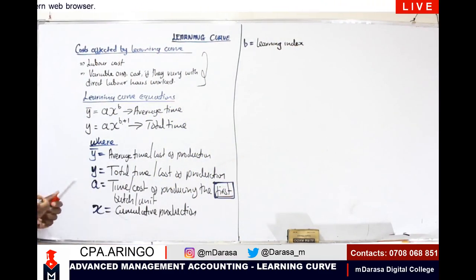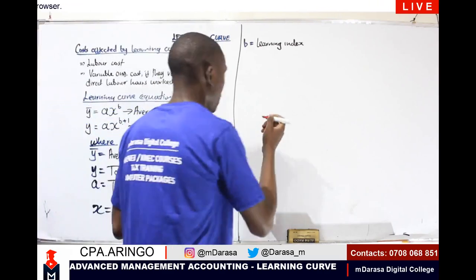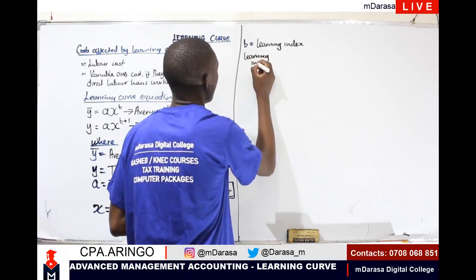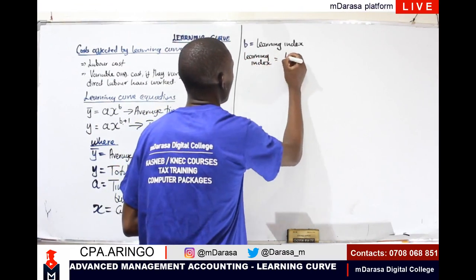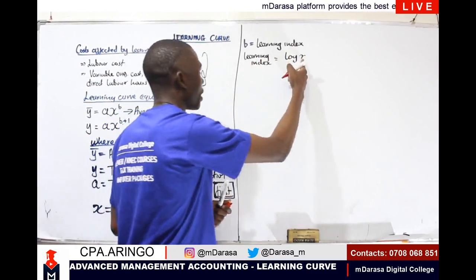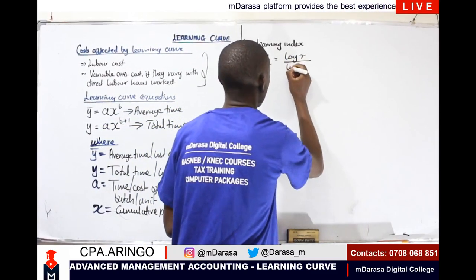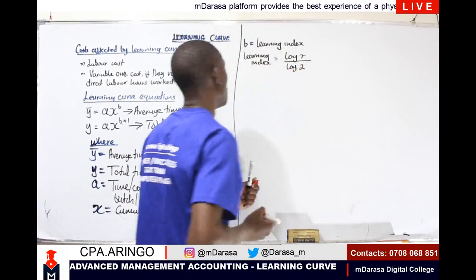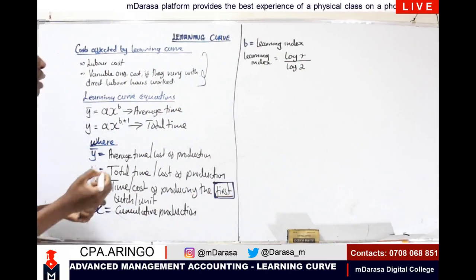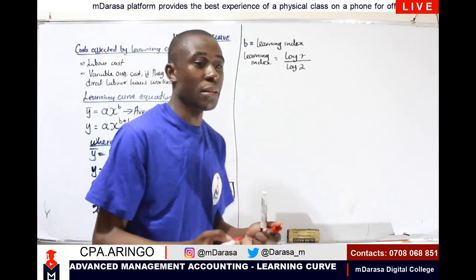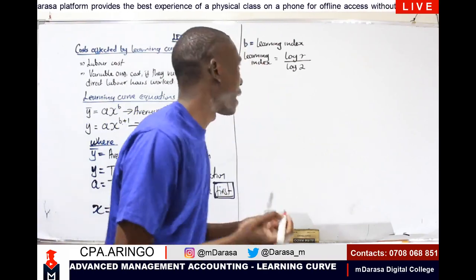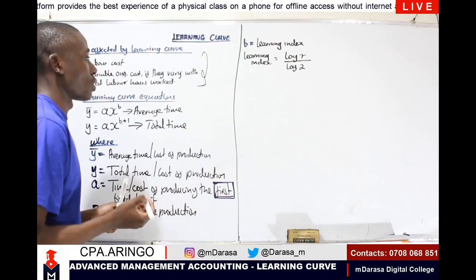And to determine this learning index, we will be talking of log R. R, ideally, is the learning rate. We divide by log 2. That should give us our learning index. We are talking of log R divided by log 2.